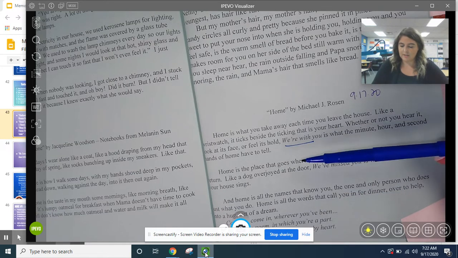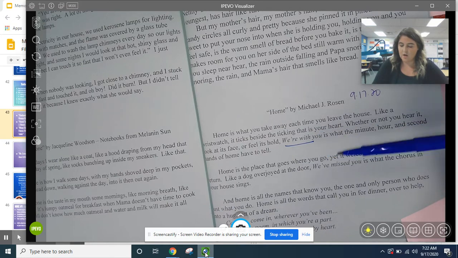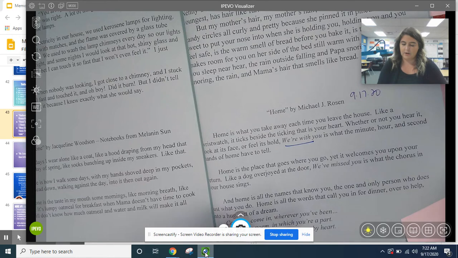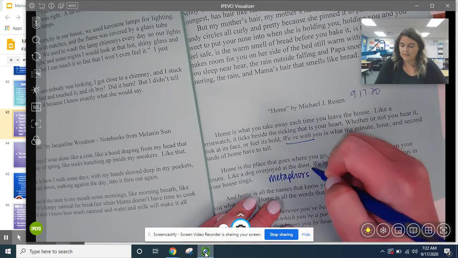And then it says, home is the place that goes where you go, yet it welcomes you upon your return, like a dog overjoyed at the door. We've missed you, is what the chorus in your house sings. So there's lots of metaphors here. Metaphors and similes.